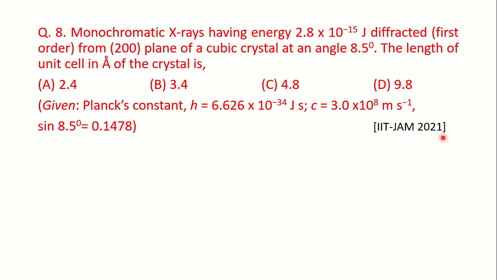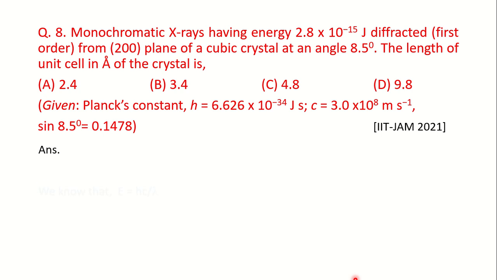Next question, question number 8. This question came in IIT-JAM 2021. Now the monochromatic X-rays have energy; here the lambda is not given. Only the energy of that X-ray beam is given, which is 2.8 into 10 to the power minus 15 joule, and it is diffracted in first order pattern from the 200 plane of a cubic crystal system at a glancing angle of 8.5 degree. You have to find out the length of the unit cell, that is the edge length. 4 options are given here, and you are given the value of the Planck's constant h, the velocity of light, and sine 8.5 degree. These 3 values you are given.